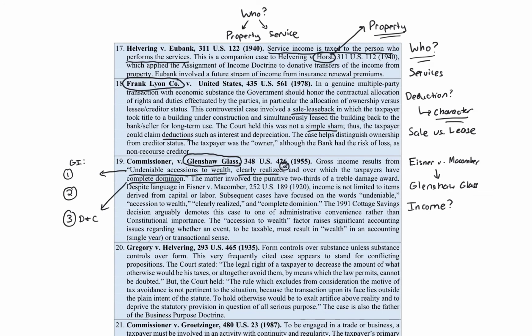Accession to wealth, the way we kind of see that today is you look at the taxpayer's net worth and whether it goes up. So that's why loans are not considered gross income when you borrow money. Yes, you have an asset, you have more cash, but your liabilities also go up by a corresponding amount. That's why your net worth hasn't gone up, it stays the same, and it's not gross income.